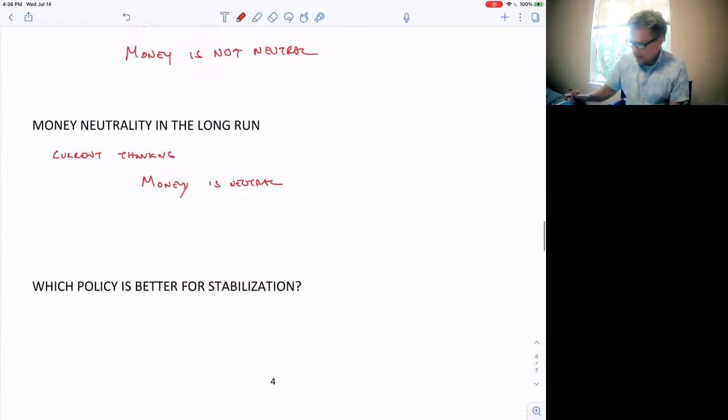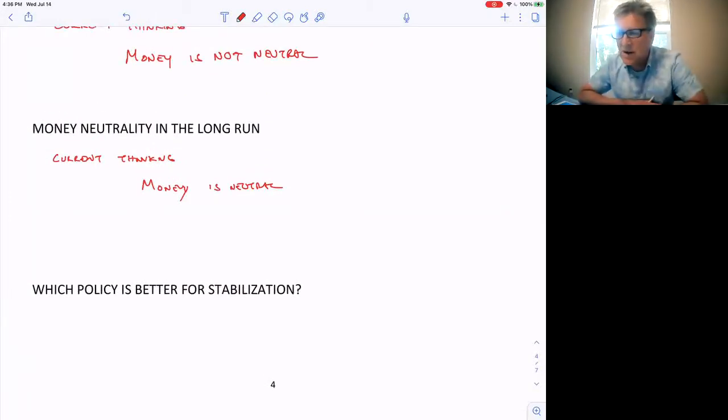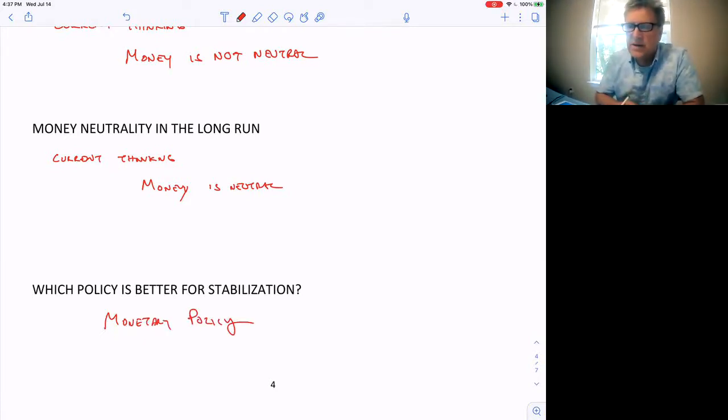So now, which policy is better for stabilization, fiscal policy or monetary policy? There was a big debate about it at one time in the 70s. Monetary policy won out. Without a doubt, monetary policy works out better for stabilization than fiscal policy. Fiscal policy can take a long time for the politicians to act. There are a lot of disagreements over how much to spend, who gets it, how much to tax, and where the tax falls. And you have to have all of Congress agree. And they generally don't agree unless there's a real emergency going on.